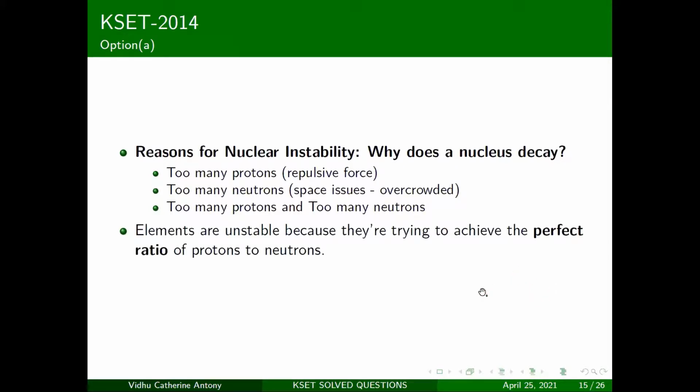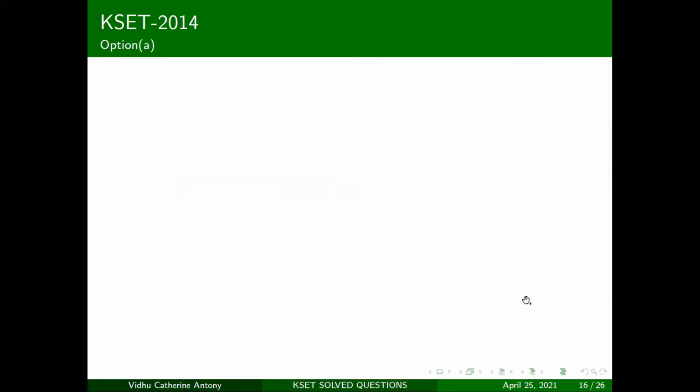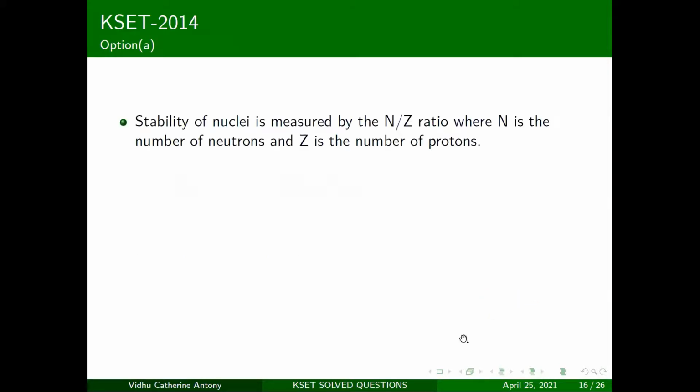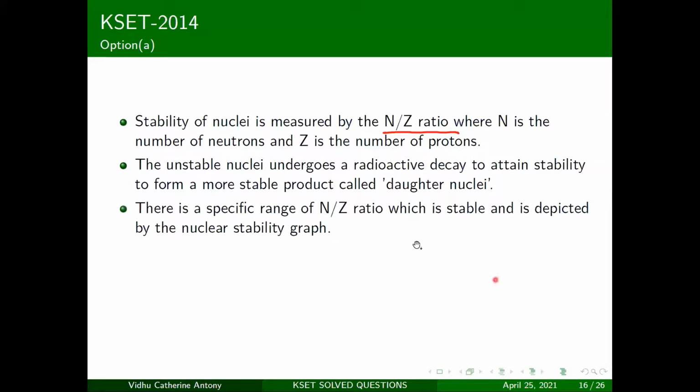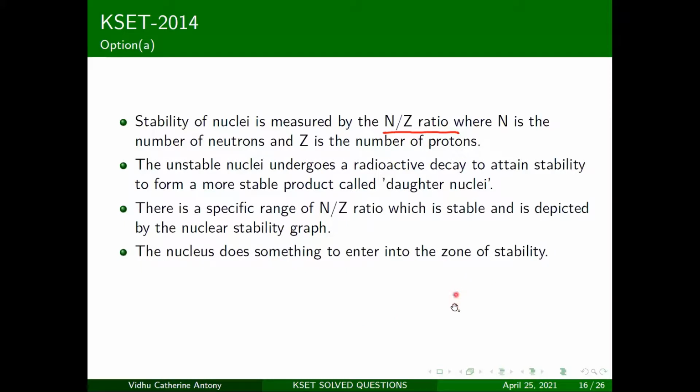Now, elements are unstable because they're basically trying to achieve the perfect ratio of neutrons to protons. The stability is measured by something called the N by Z ratio, where N is the number of neutrons and Z is the number of protons. You have a graph for this called the band of stability, which I will show you in the next slide. The unstable nucleus undergoes radioactive decay to attain stability, forming a more stable product called the daughter nucleus. There is a specific range of N by Z ratio which is stable, and it's shown in the stability graph.